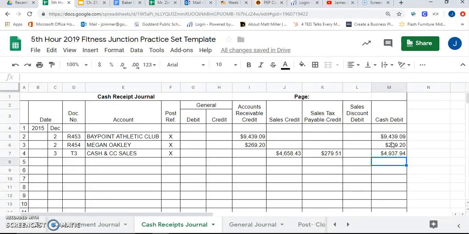The other place I want you to put this, before you put it in the general ledger, I want you to deposit it. So go to your deposit slips.